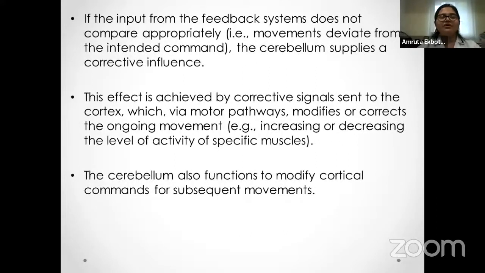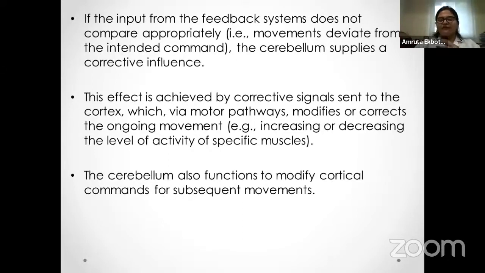So if the input from the feedback systems does not compare appropriately, like I said, if the intended movement and the movement that has actually occurred are not similar, then the cerebellum will supply a corrective influence. That is, it will refine and retune the movement so that the movement that is supposed to occur will be smooth. This effect is achieved by corrective signals sent to the cortex, which via motor pathways modifies or corrects the ongoing movement. Example, increasing or decreasing the level of activity of specific muscles.